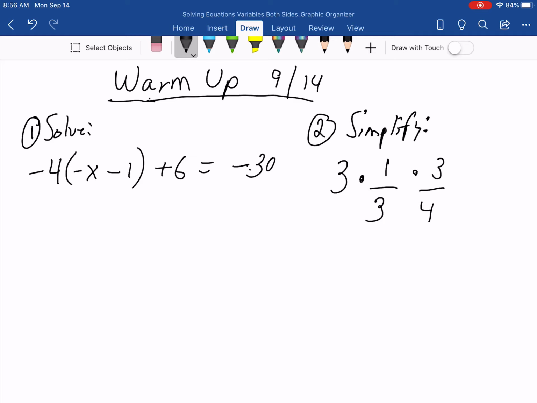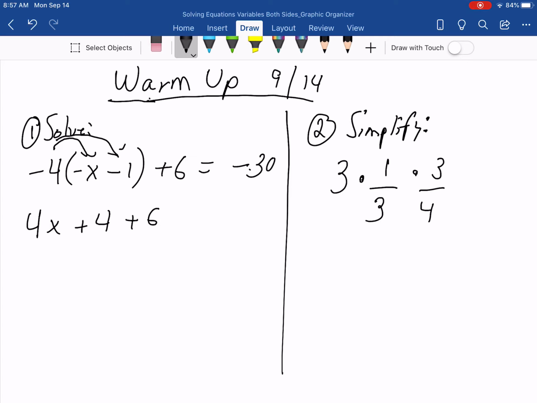All right, so number 1 is an equation. We have parentheses, so we're going to distribute the -4. So we have -4 times -x is positive 4x. -4 times -1, positive 4. And we also have a +6 outside of the parentheses. Doesn't need to be distributed. Equals -30. Okay, so now, before we proceed, 4 and 6 are like terms.